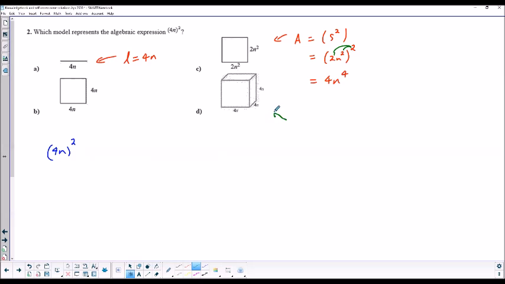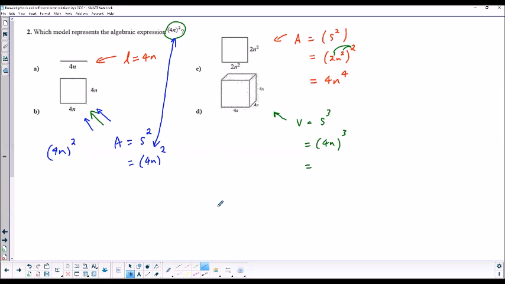And then here, this is the volume, which is s cubed. And so that would be 4n cubed, which is not what's given as the option up here. And so the only thing that does work here is the area for part B. Area is side squared, and we know the side length is 4n. And so the area is 4n squared, just like we see here. Okay, so for question number 2, the answer was B.